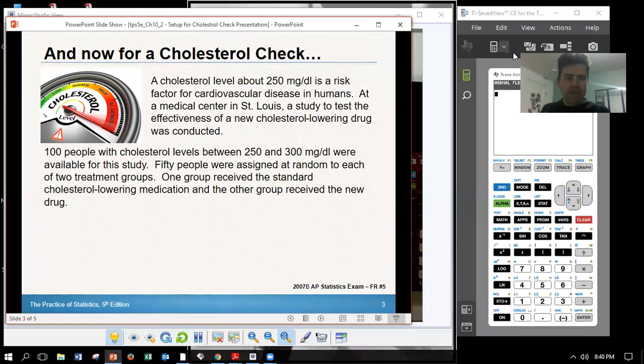So we're taking a look at this here, and it looks like we have the cholesterol level for different humans. We want to look at 100 people. We took them, they had a cholesterol level between 250 and 300, and then we put them into two treatment groups. One of them is going to get a standard medicine, and one of them is going to get a new drug. Notice down here too that this is an old AP exam problem. It's from the 2007B AP Stats exam number 5. And towards the end of this, I'm going to remind you how to go and check those answers online when you know what problem it was from the past.